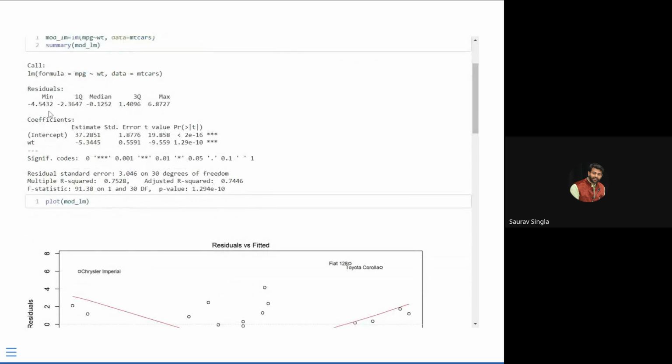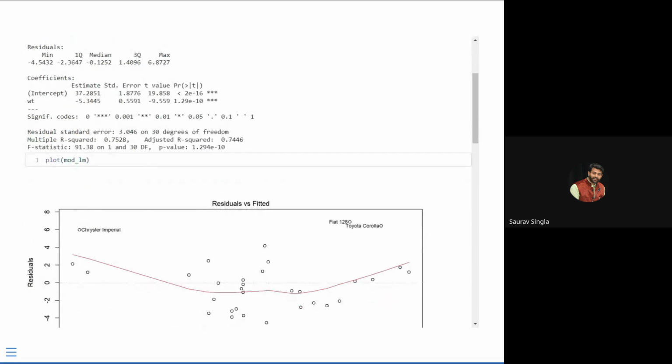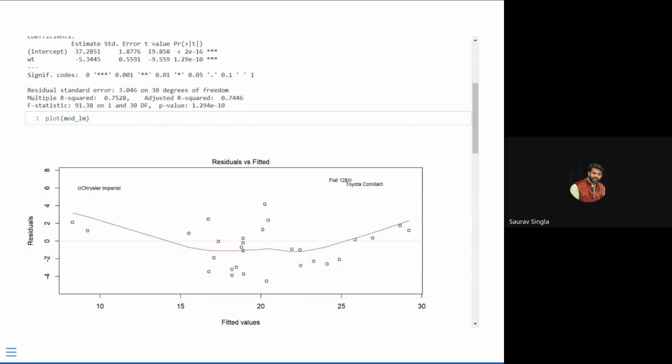You can see here, F has been calculated for the model. F value is 991.38 on 1 and 30 degrees of freedom. So definitely the P value is e raised to power minus 10, that means a very small P value is showing. That means your model is significant. There's no problem with the model.